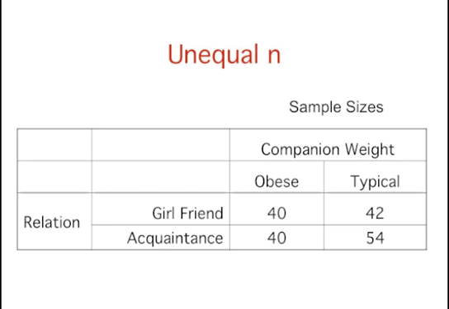By design, accident, or necessity, the number of subjects in each of the various conditions in an experiment may not be equal. For example, the sample sizes for the obesity and relationships case study are shown here. Although the sample sizes were approximately equal, there were more subjects in the acquaintance typical condition than any other. Since n is used to refer to the sample size of an individual group, designs with unequal sample sizes are sometimes referred to as designs with unequal n.